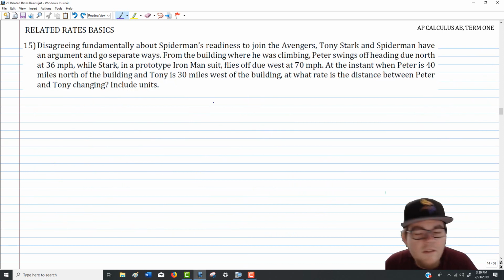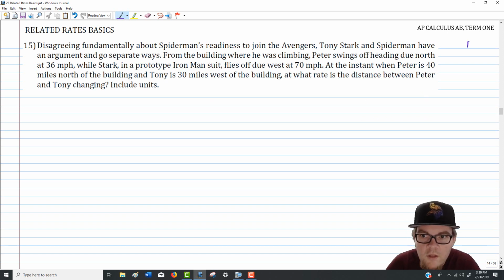Okay, that brings us next to question number 15. And question number 15 continues the Avengers theme story, or the old Avengers theme story. It says that Tony Stark and Spider-Man have an argument and go separate ways. From the building where he is climbing, Peter swings off heading due north at 36 miles per hour, while Stark flies off due west at 70 miles per hour.